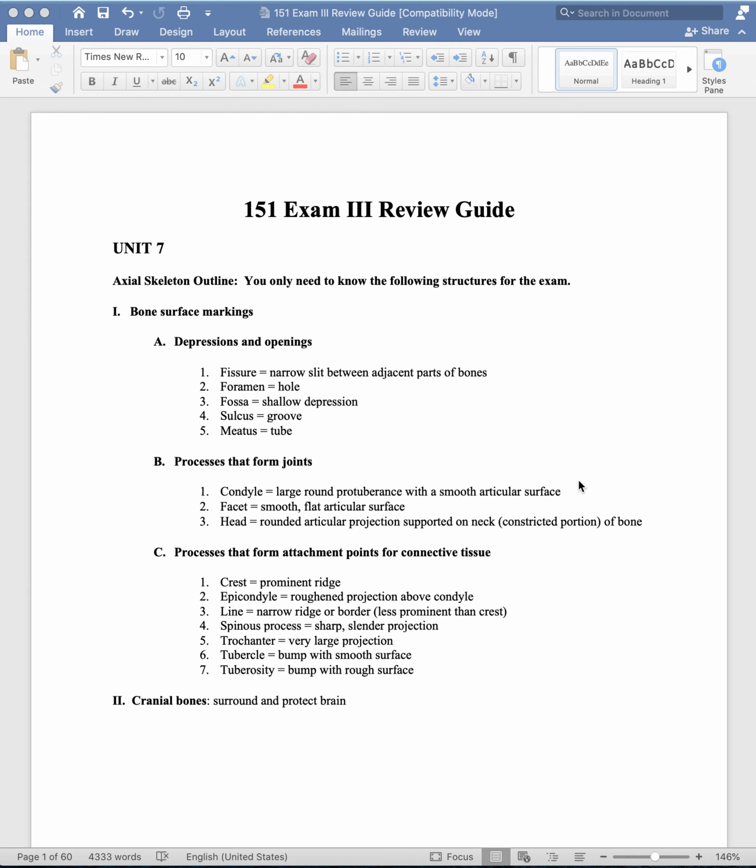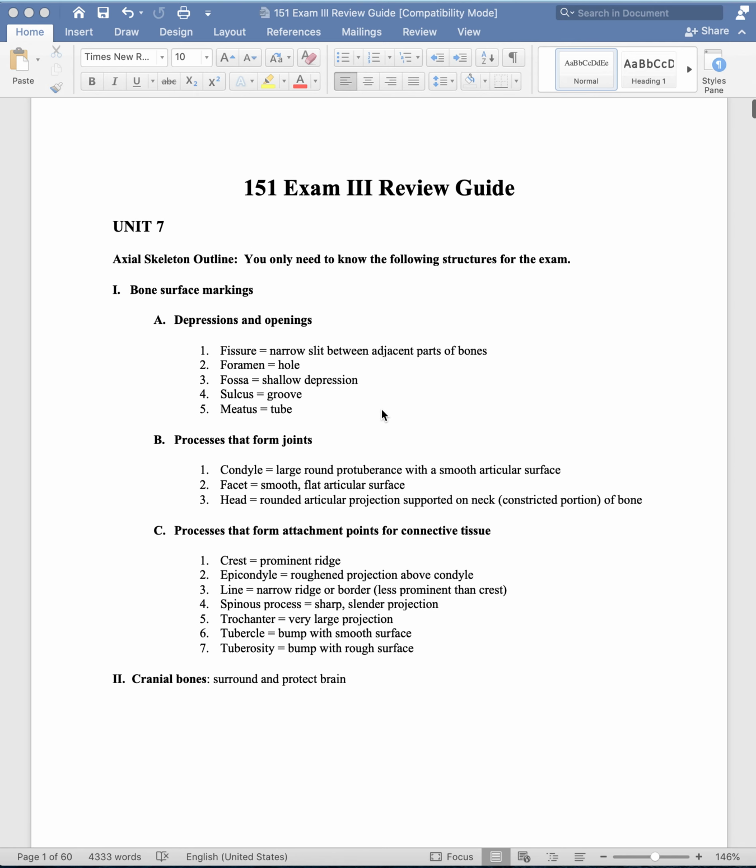It's going to cover units 7, 8, and 9, namely the axial skeleton, the appendicular skeleton, and the joints and articulations. I apologize. All right, so for this exam, you're going to need to know specific structures. I know I gave you a lot of different structures and all of the different diagrams, but the ones that are listed here are the ones that you're going to need to know.